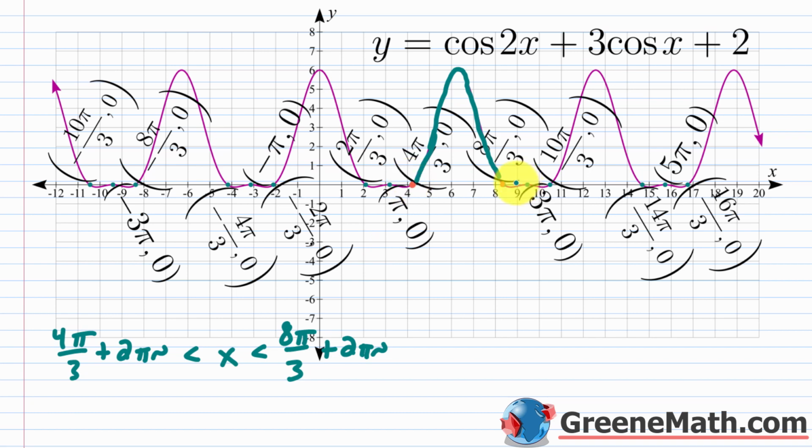And again, you could add 2 pi to each part. So 4 pi over 3 plus 2 pi, that's me adding 6 pi over 3, so that's going to be 10 pi over 3, and then 8 pi over 3 plus 6 pi over 3, that's going to be 14 pi over 3, that's going to be right there. And again, you can just go through and say, okay, well, the y values would be greater than 0 between those two guys. So that one there.